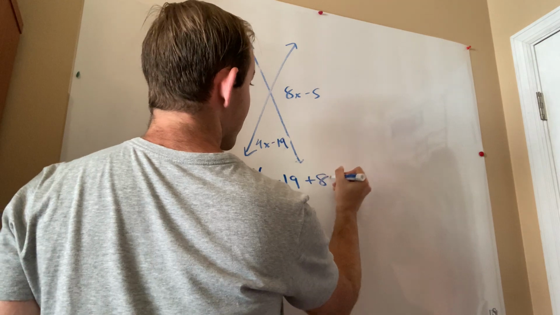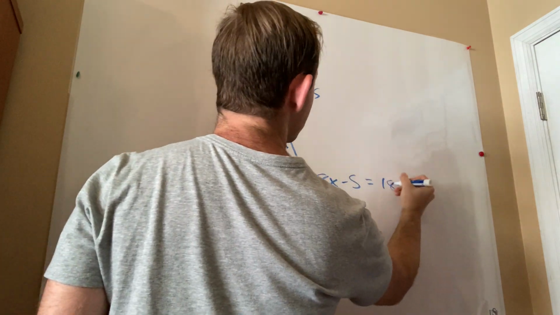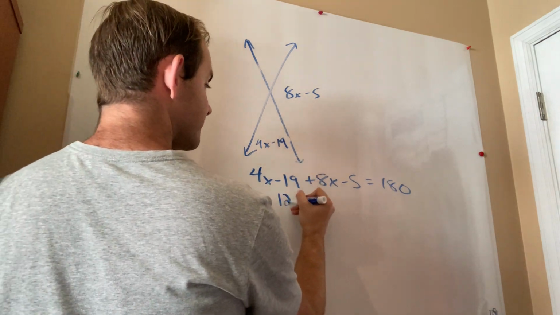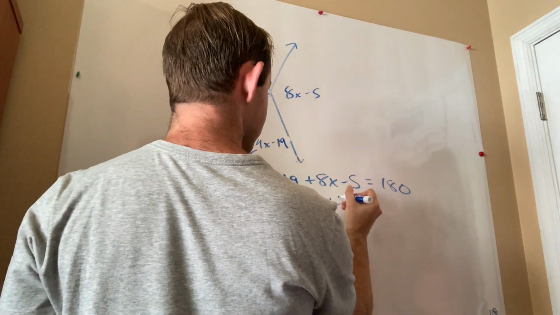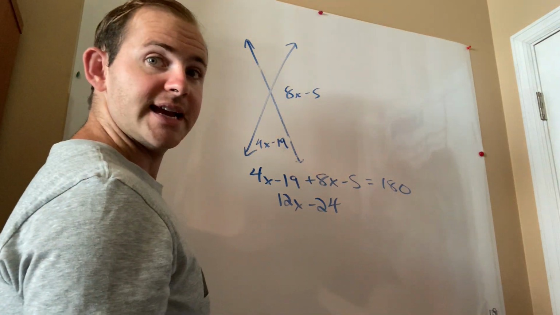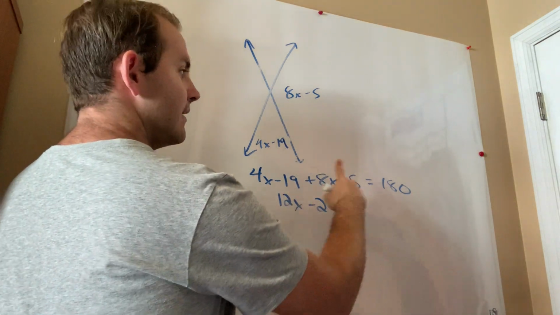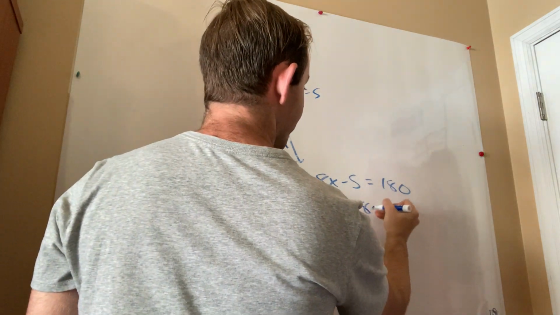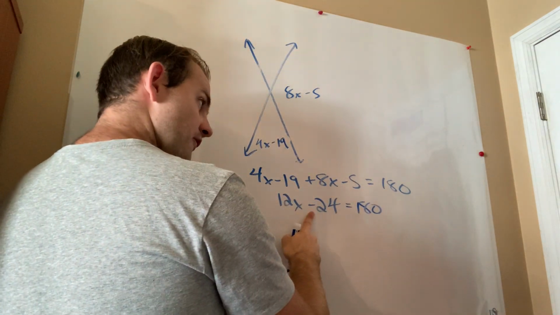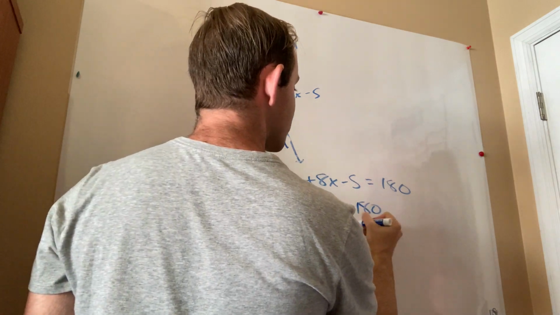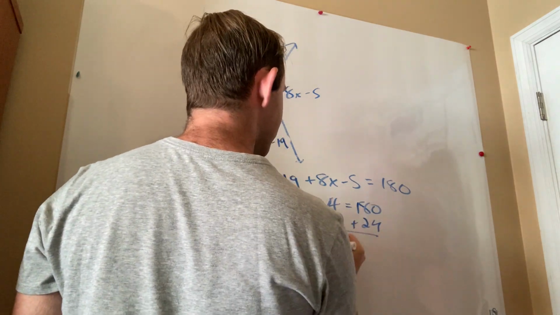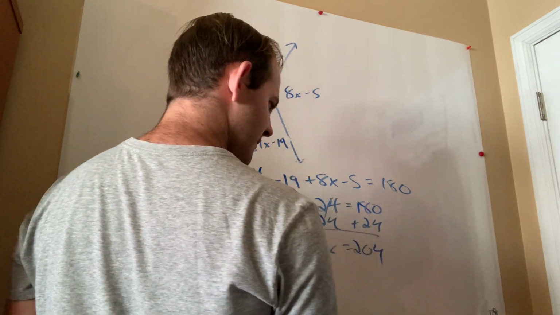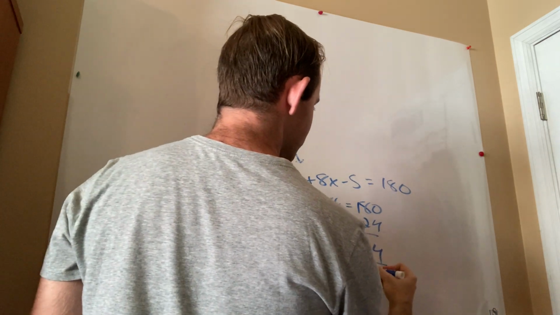4x minus 19 plus 8x minus 5 equals 180. All right? Combine like terms. Again, for those of you who are a little hazy on the integers, I lost 19 and I lost 5 more. So in total, that means I lost 24. To get rid of a minus 24, I'm going to add 24 to both sides. So I get 12x equals 204. Is that right? And I just have to divide both sides by 12.